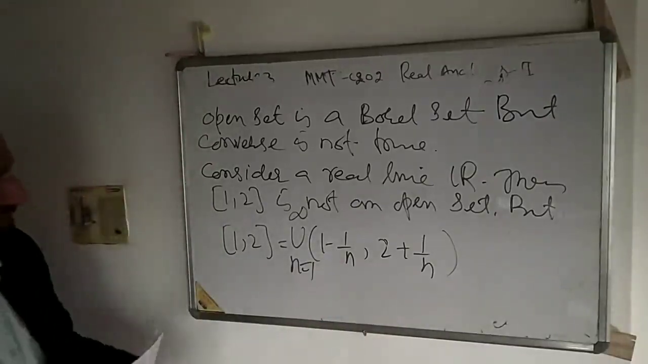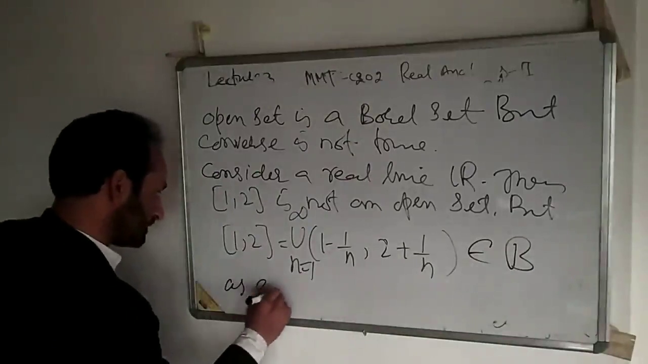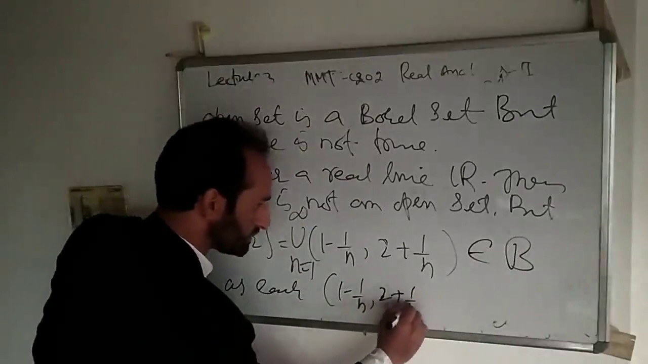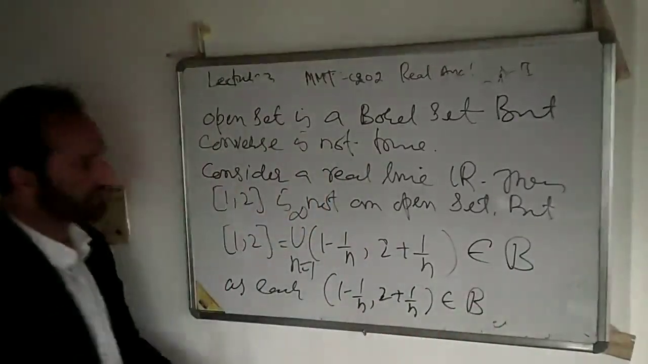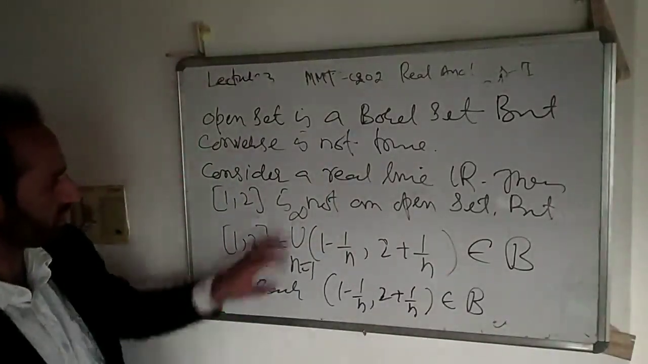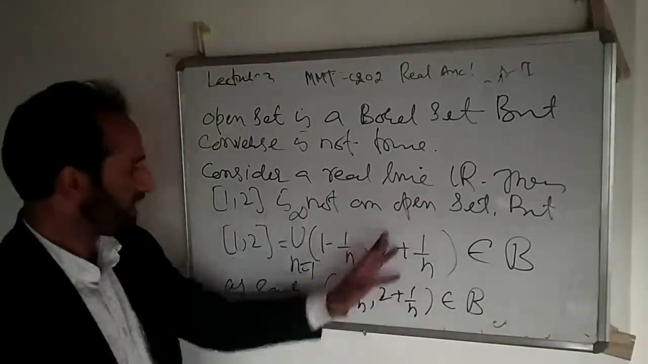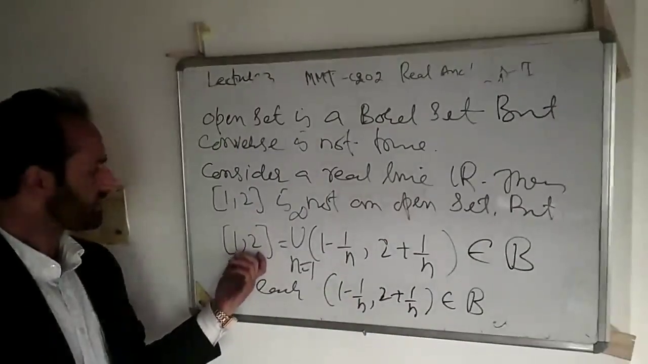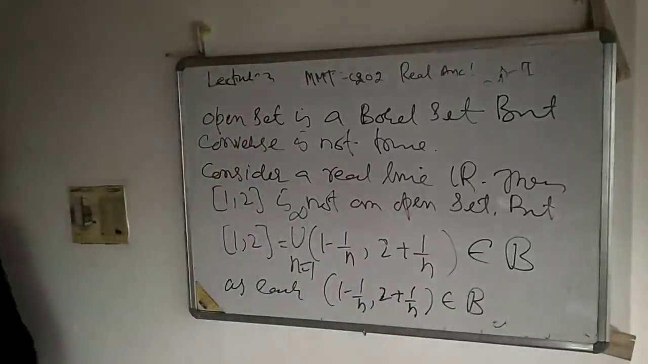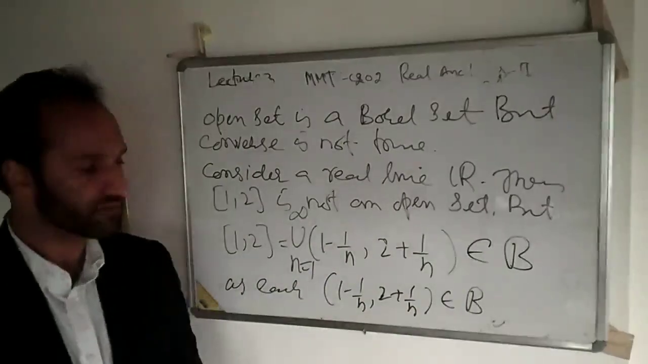It's a member of B. It belongs to B, as each open interval is an open set and belongs to B, and B is a sigma algebra. B is closed with respect to countable union. It's a countable union of members of B, therefore it's a member of B, and it's a closed interval. So this closed interval is a Borel set, but it's not an open set. Thus every open set is a Borel set, but every Borel set need not be an open set.